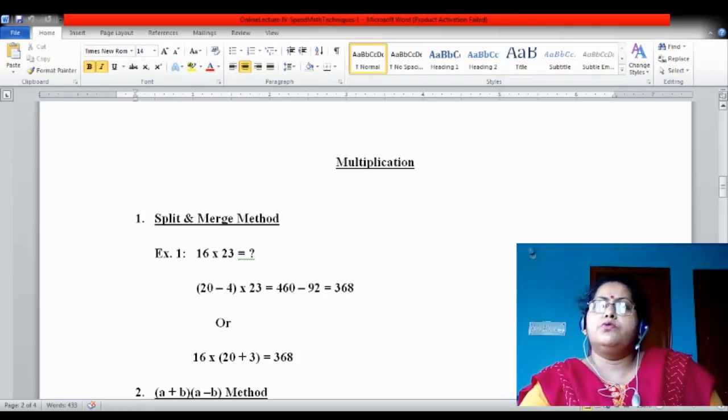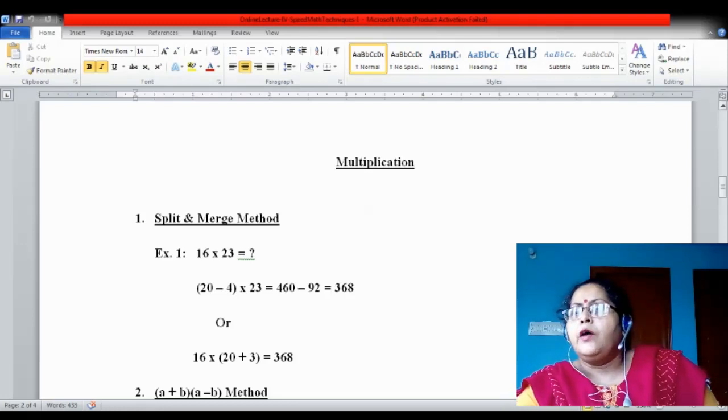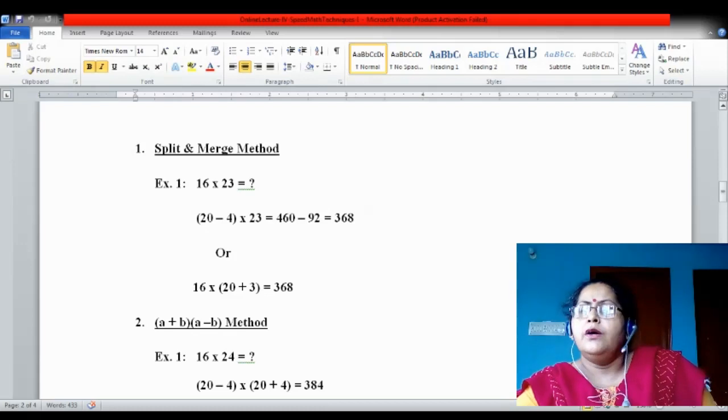Now many a time we get such questions, say for example, instead of 16 into 23, if I had 16 into 24, what do you see? 16 is 20 minus 4 and 24 is 20 plus 4. So doesn't it fit a minus b into a plus b? So you can get the answer in a shorter amount of time. So it's 400 minus 16, it's 384.